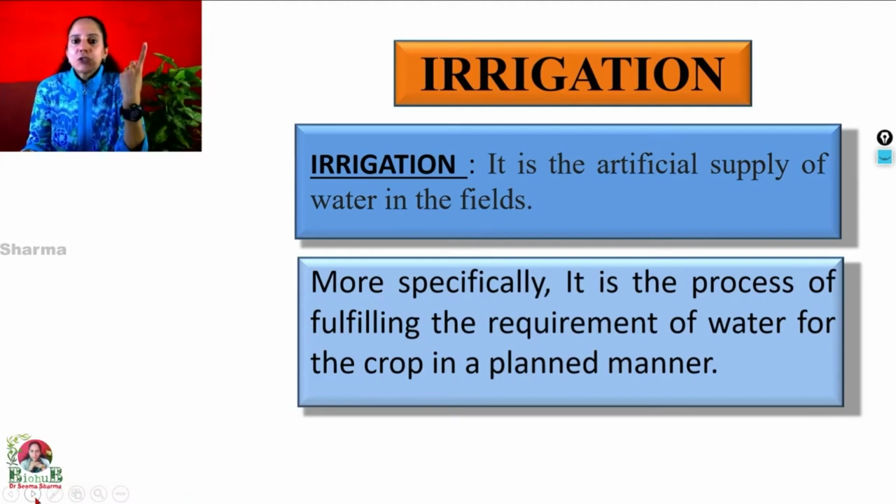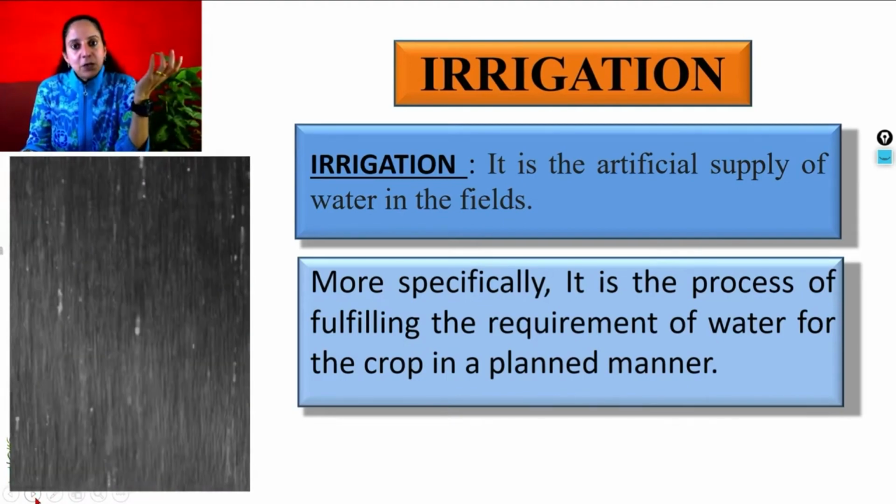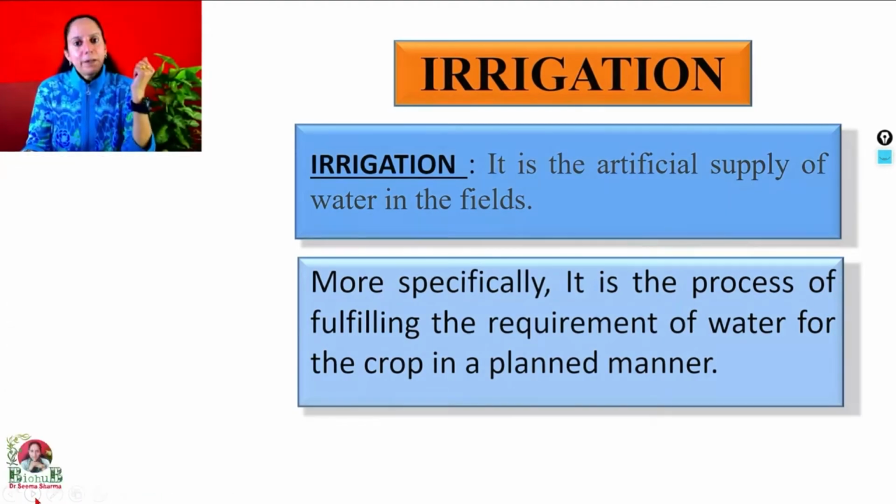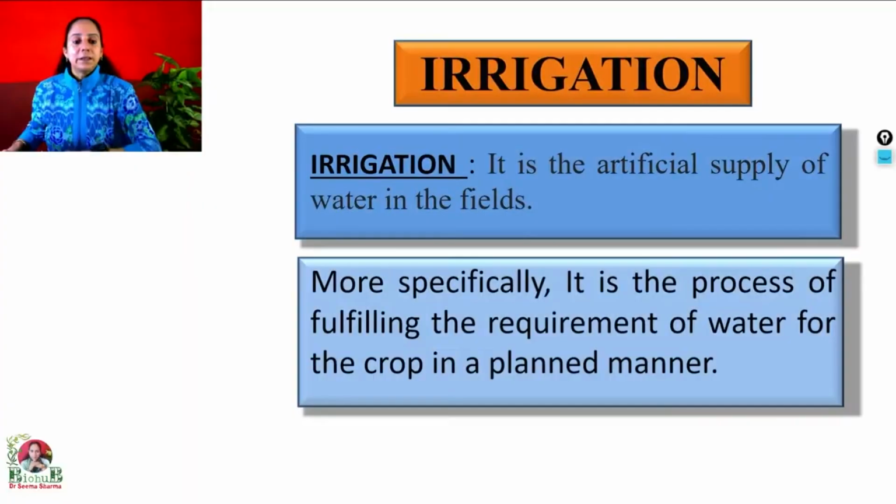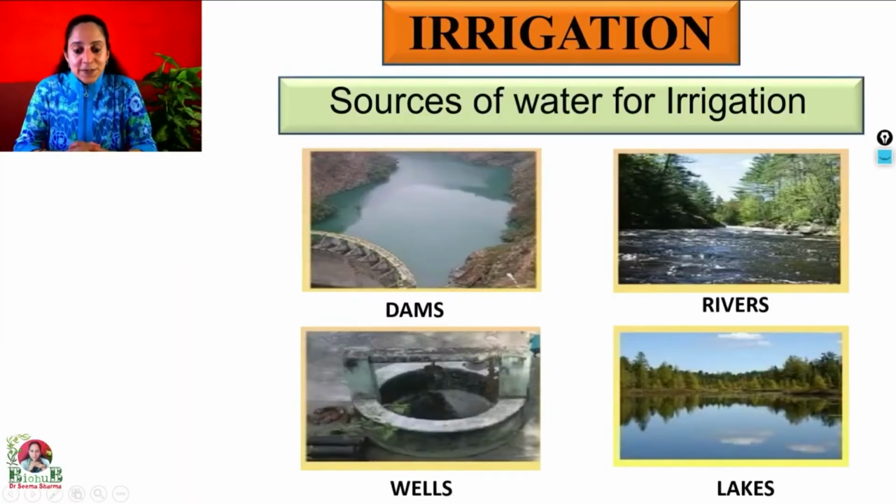You know, one natural source is rain. Farmer is dependent on rain, especially monsoon, but it's not raining throughout the year. And plants which are growing in the field need water from time to time, depending upon their water requirement. And for that, we have different sources of water. These are dams, rivers, wells, and lakes. These are a few artificial sources of water.